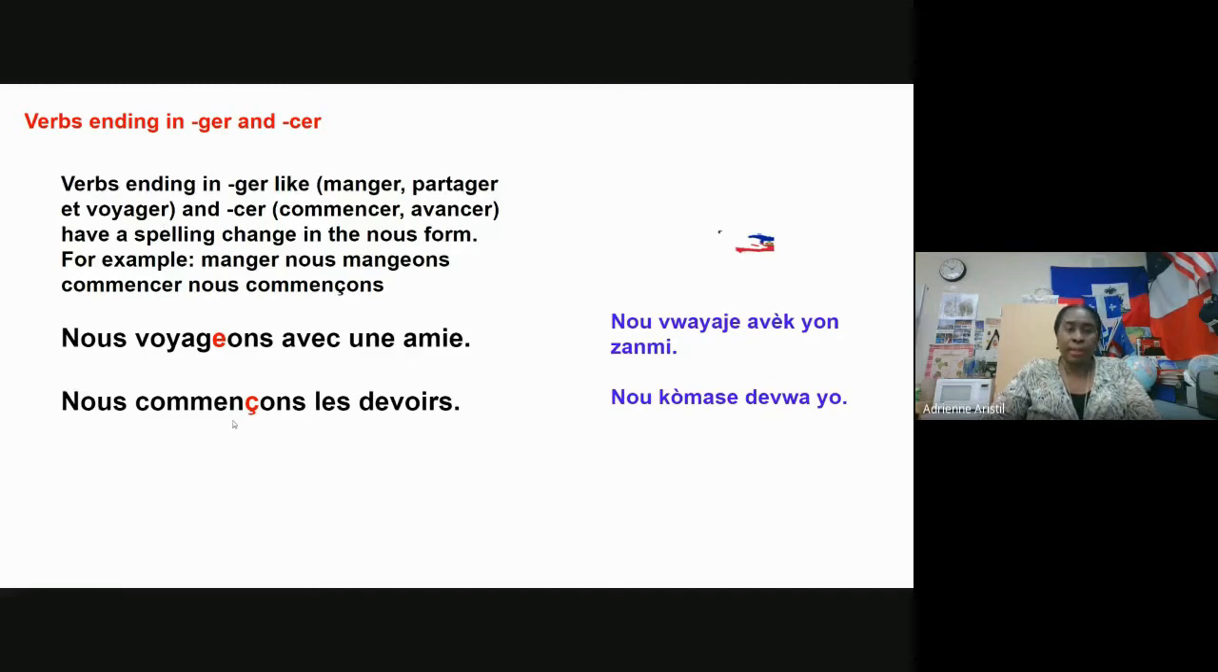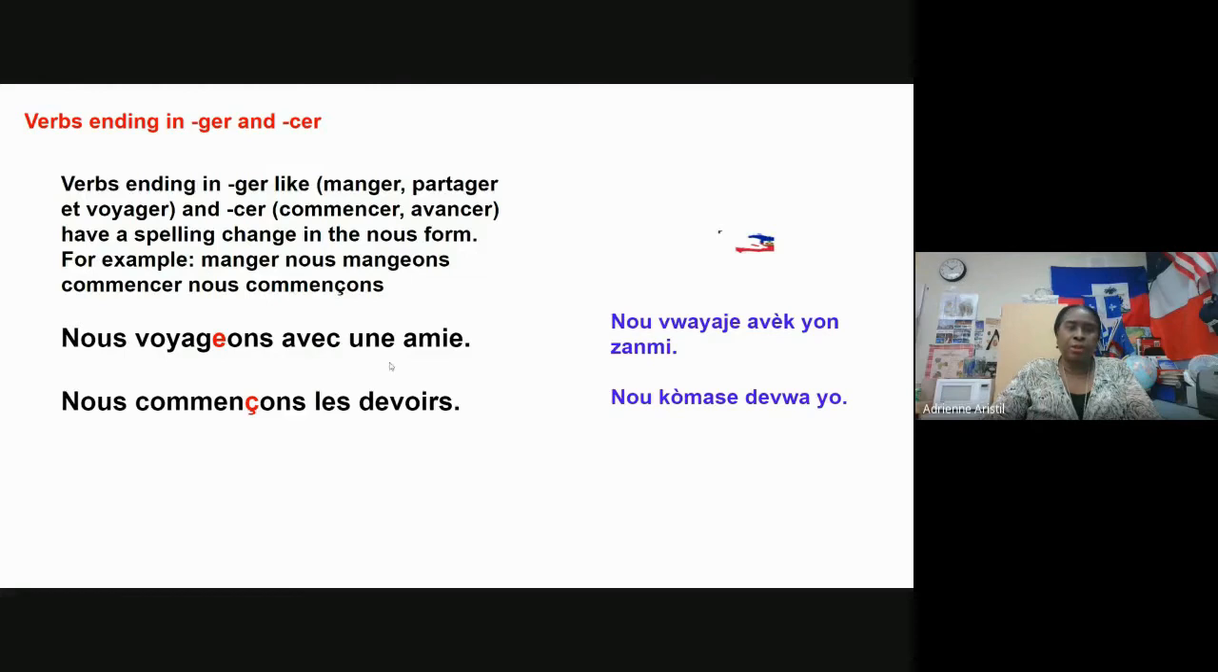And for commencer and avancer, in the new form, you are going to put a cédille. Cédille under the C in French. Remember this lesson? Cédille under the C in French. And in Creole, nous commençons les devoirs. And in Creole, nous voyager avec yon amis and nous commencer devoirs.